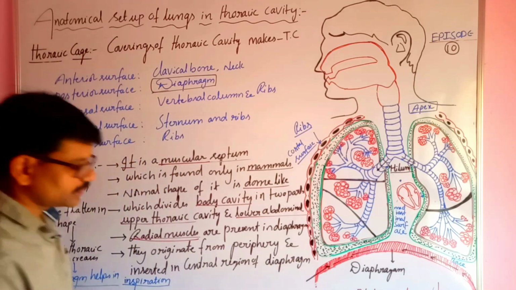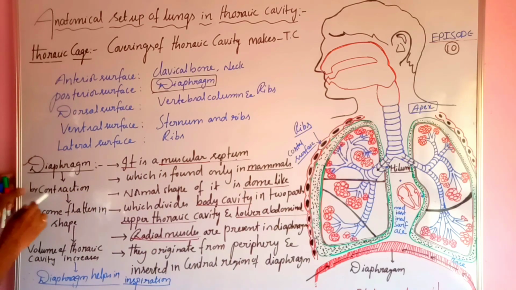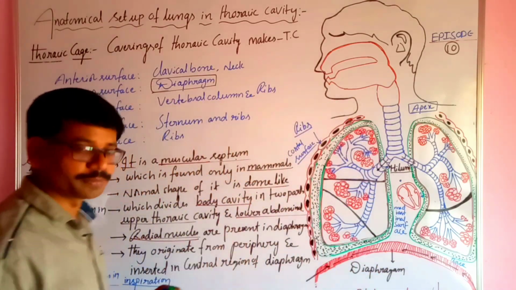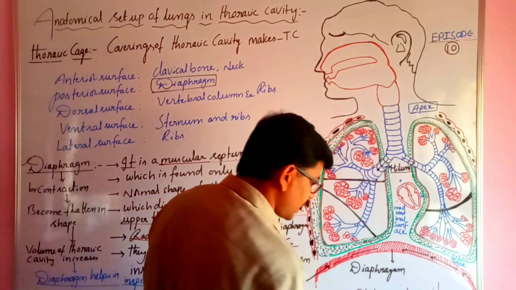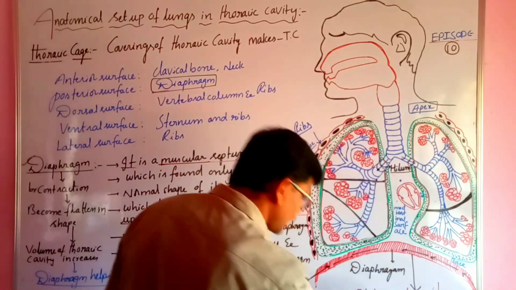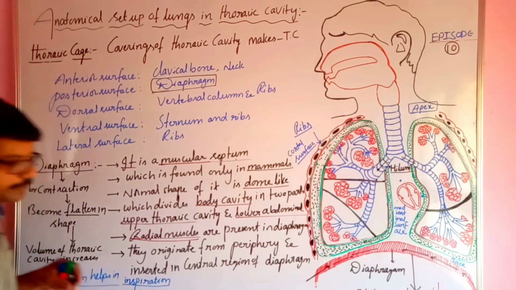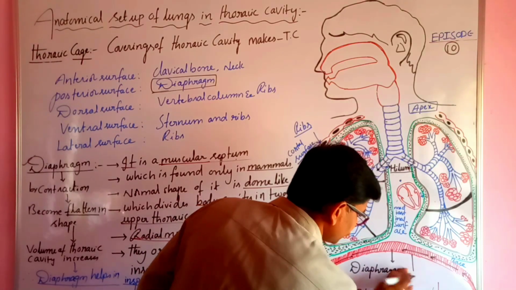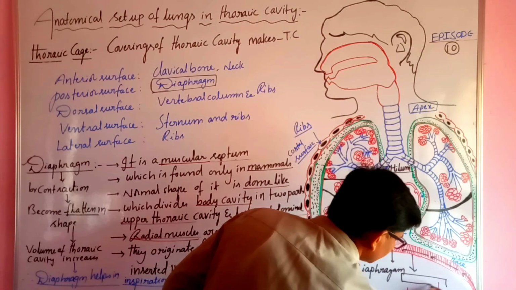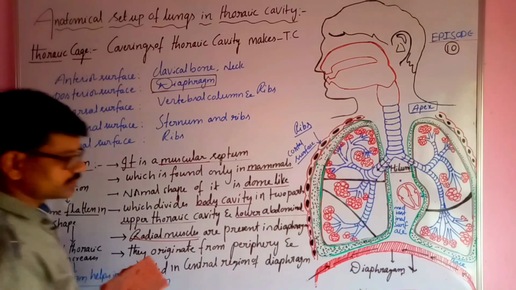So what is the importance of the diaphragm in mammals? Now let us see what happens when the diaphragm contracts. This is the normal shape of the diaphragm, which we call dome shaped. When this diaphragm contracts, some energy is required. When the diaphragm contracts, it becomes flattened in shape. Immediately, the dome shaped diaphragm becomes flattened. Let us see the function of the diaphragm.